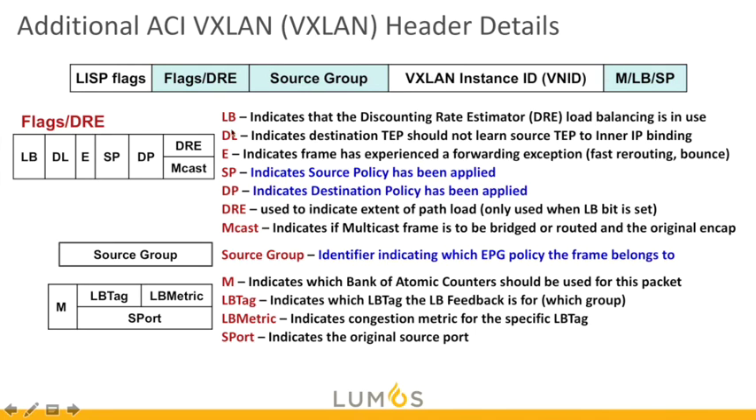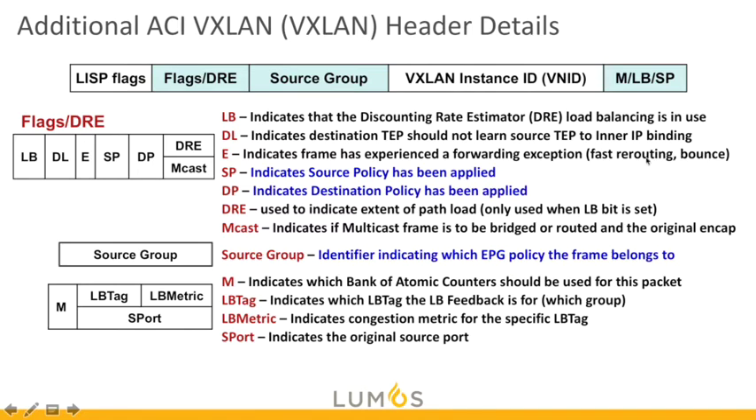So what do these extra headers mean? We've got flags DRE. LB indicates the discounting rate estimator for load balancing and use, which we'll talk about a little bit later. DL indicates the destination TEP should not learn the source TEP to NRIP binding. There are cases, not many, when we just don't want to install a new forwarding entry into the destination leaf. So this is a good way to say, hey, here's a packet, but don't worry about learning the address. E indicates the frame has experienced a forwarding exception, so fast rerouting or a bounce. We'll talk about how that might happen.